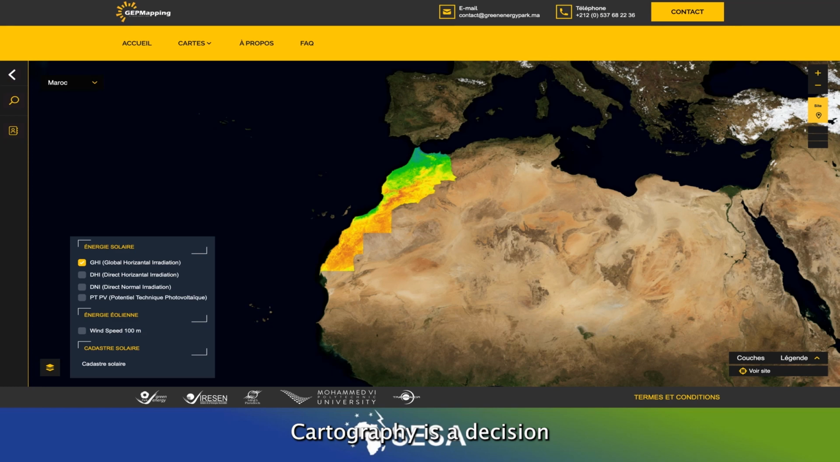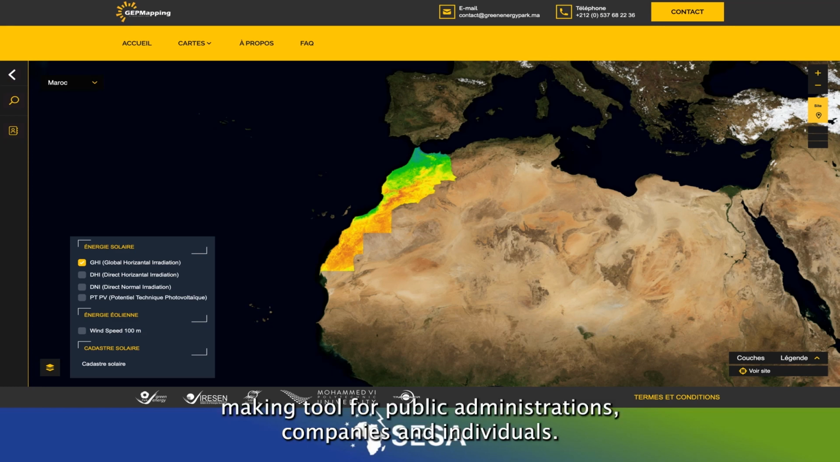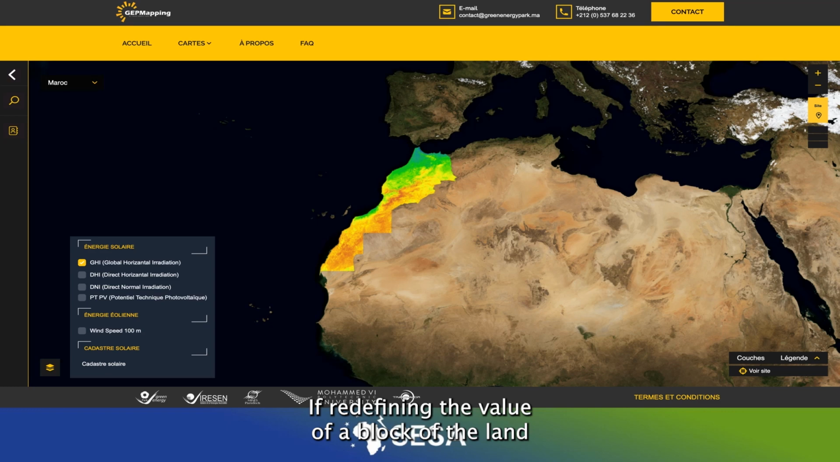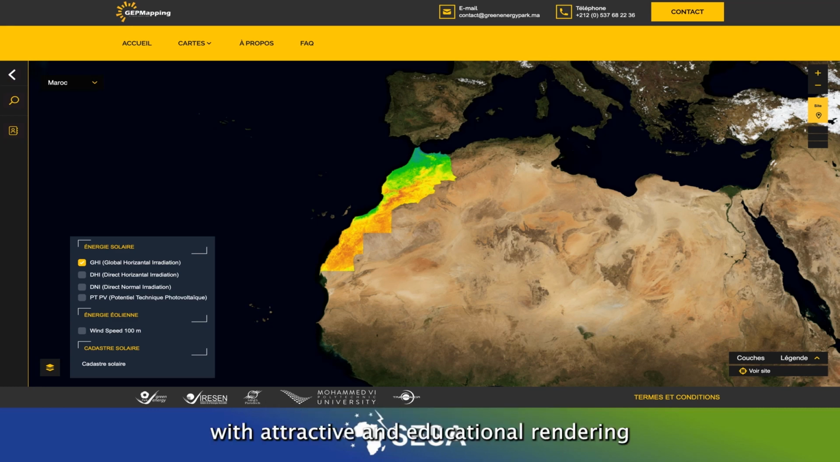The cartography is a decision-making tool for public administrations, companies, and individuals, redefining the value of a plot of land in relation to the solar potential it can provide. It is also a communication tool for local authorities with an attractive and educational rendering.